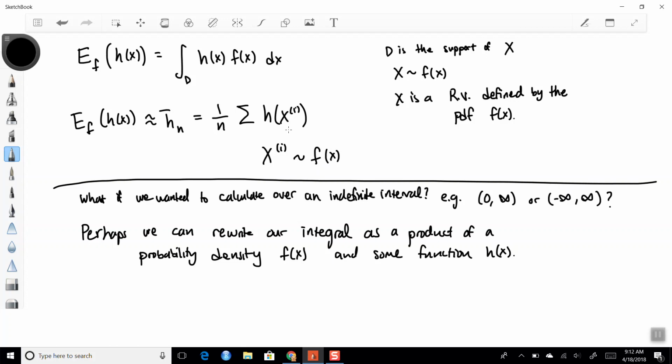So I guess it'd be the integral of some other function here. So yes, rewrite our integral. Whatever it is, if you can rewrite it into a product of a probability density and a function, then you can estimate whatever it is we're going for by using Monte Carlo estimation.